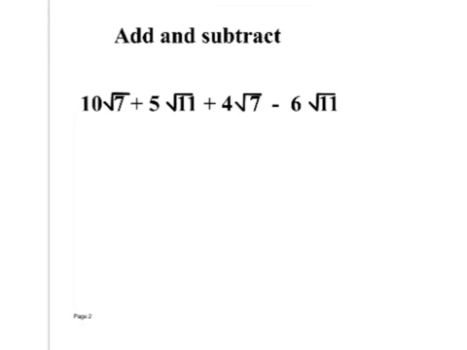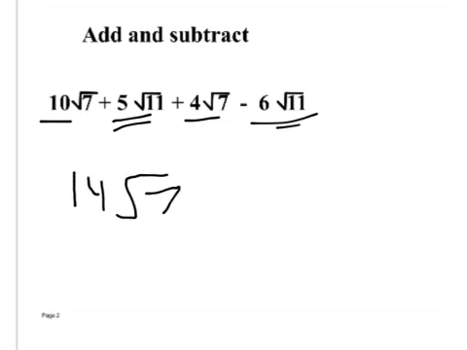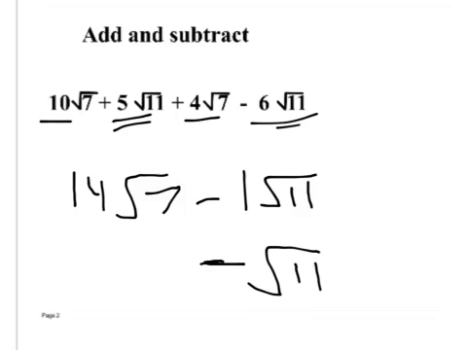We have this as a like term with this, and we have this as a like term with it. It's just like you had variables. Okay, that's all you do. So 10 square root of 7 plus 4 square root of 7, that would be 14 square root of 7. 5 square root of 11 minus 6 square root of 11 would be negative 1 square root of 11. Okay, they also might write it like this, negative square root of 11. Okay, does not matter.